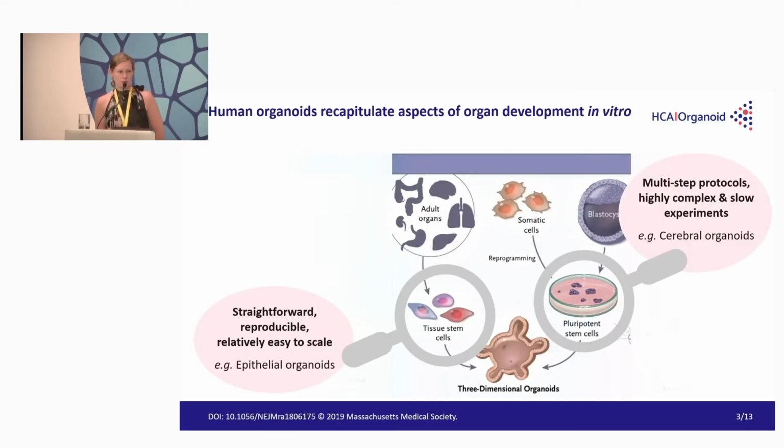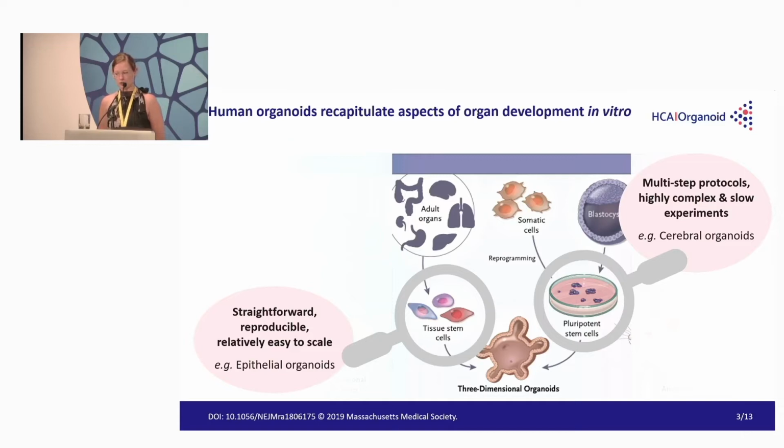To give you a bit more background on human organoids, organoids have been established for most organs of the human body already, and they recapitulate aspects of human organ development in vitro. If we simplify, we can separate them into 2 types. One type is derived from adult tissue stem cells. Those protocols are rather straightforward, reproducible, and relatively easy to scale.